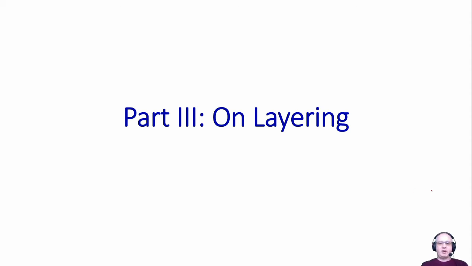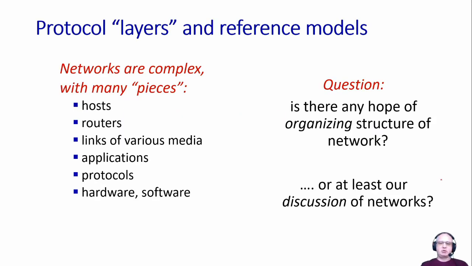Hey, in the third part of this introduction, I would like to talk about layering in the context of networks. So, networks are complex structures, right? There are lots of different components to them. The hosts, routers, different links that connect different routers or packet switches. We have the applications that use the services provided, the protocols they implement at different levels, and so on.